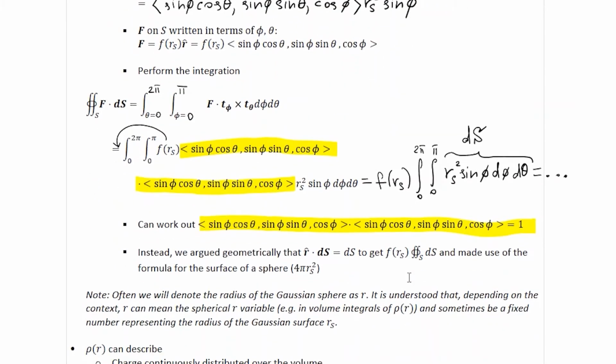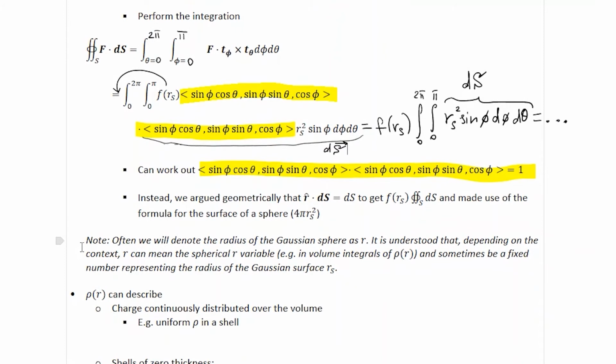And this is sort of what we also did when we did the shortcut. We showed geometrically that r hat, which was the direction of f, dot product with the vector ds, which was this part, is equal to scalar ds, which we have here, and then we took f of rs out of the integral. And we got this. And then we also made use of the formula for the surface of the sphere, which is 4 pi rs squared. Whereas in the full derivation, you would need to integrate everything.